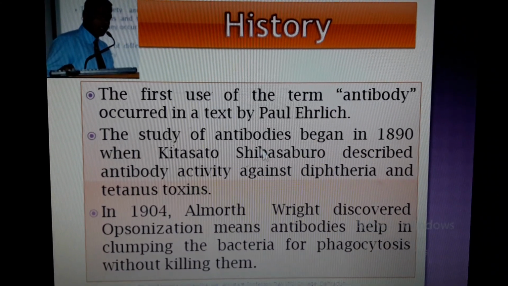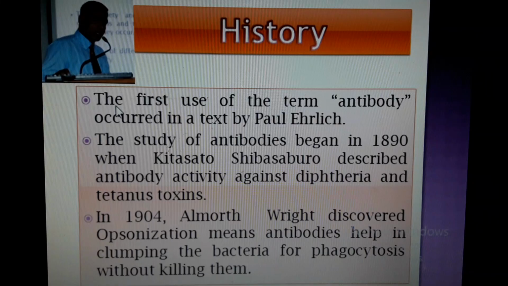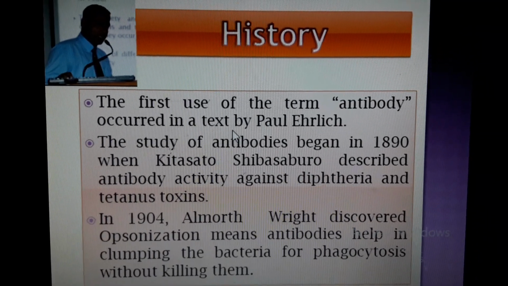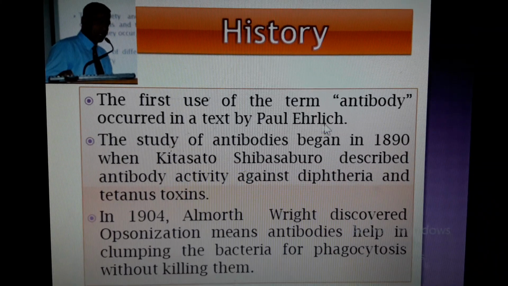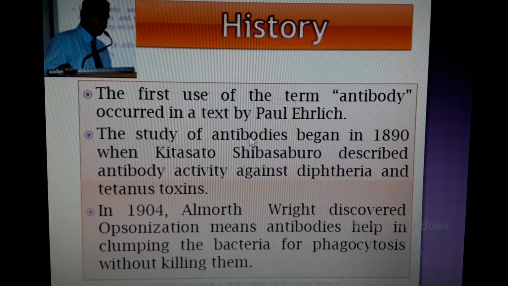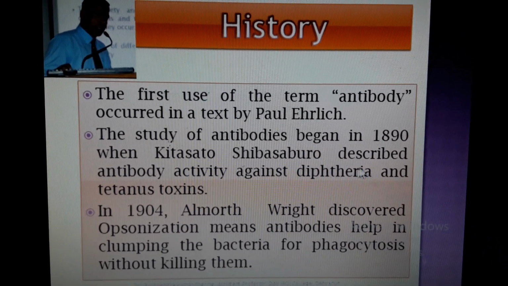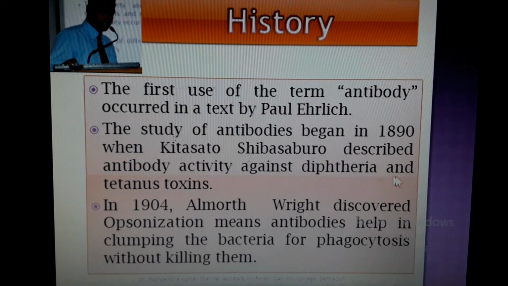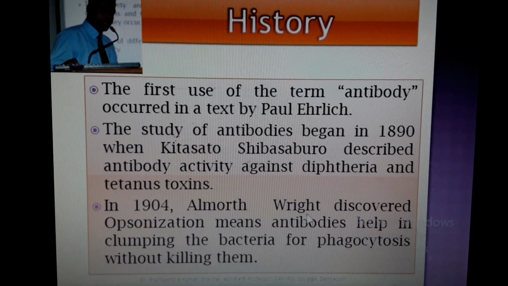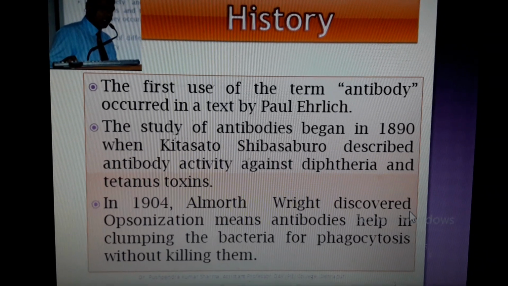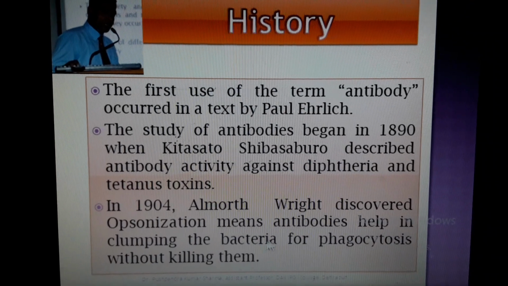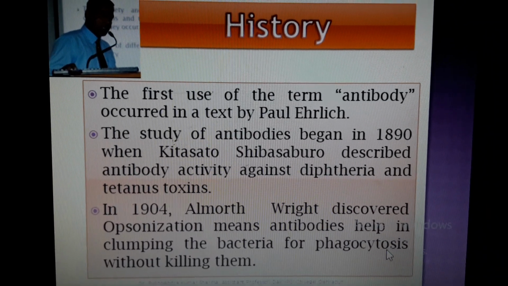Now we come to the topic of history. The first use of the term antibody was reported by Paul Ehrlich. The study of antibodies began in 1890 when Kitasato Shibasaburo described antibody activity against diphtheria and tetanus toxin. In 1904, Almroth Wright discovered opsonization. It means antibody helps in the clumping of the bacteria without killing them.